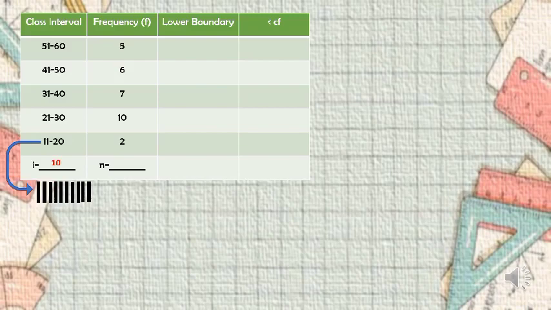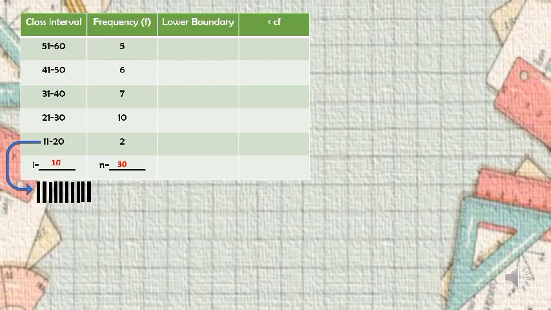After that, let's get the value of n or the frequency by getting the summation of all the numbers in the column of frequency. So, i-add natin lahat ng numbers sa frequency. 5 plus 6 is equal to 11. 11 plus 7 is equal to 18. So, 18 plus 10 is equal to 28. And 28 plus 2 is equal to 30. So, the total frequency n is 30.